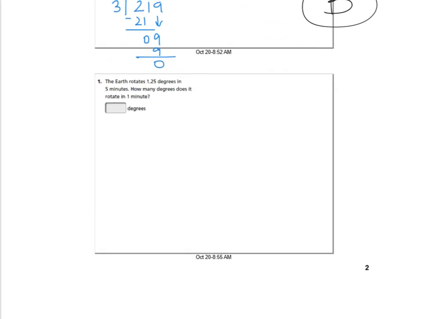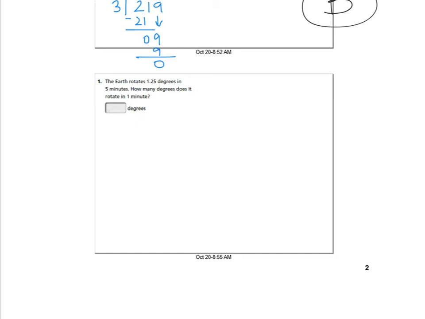Alright, so I want you to go down to the next one, and I want you to give this one a try. So, the Earth rotates 1.25 degrees in 5 minutes. How many degrees does it rotate in 1 minute?